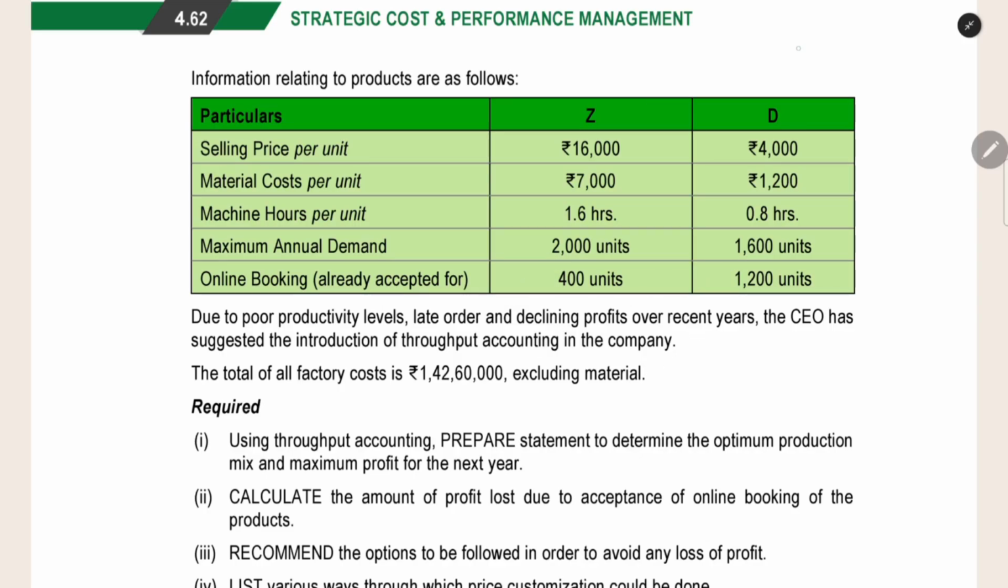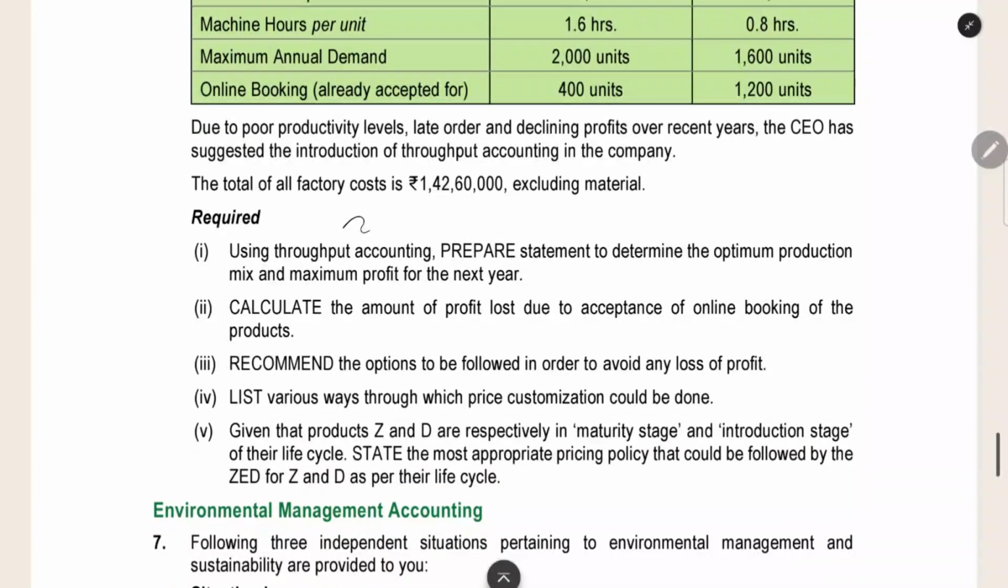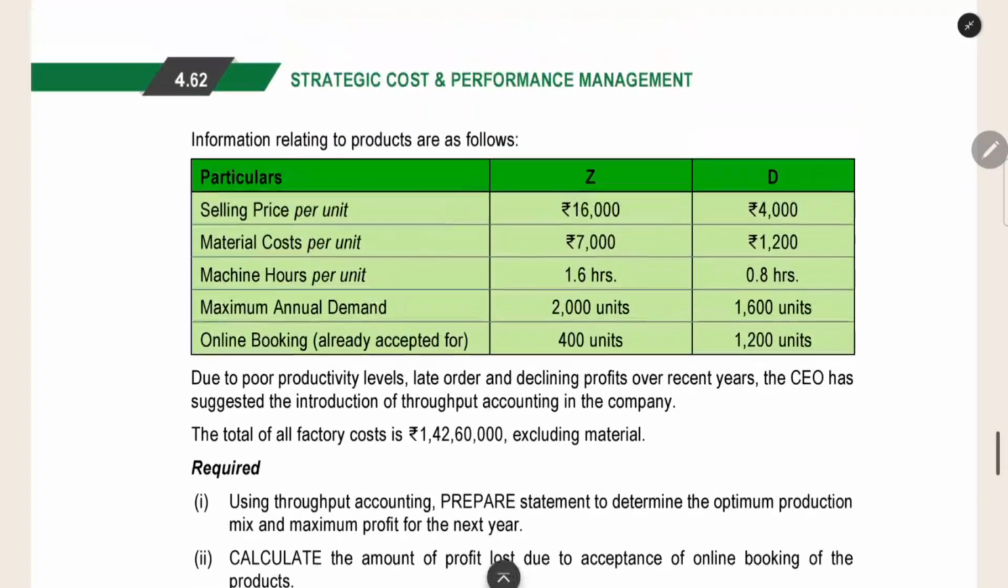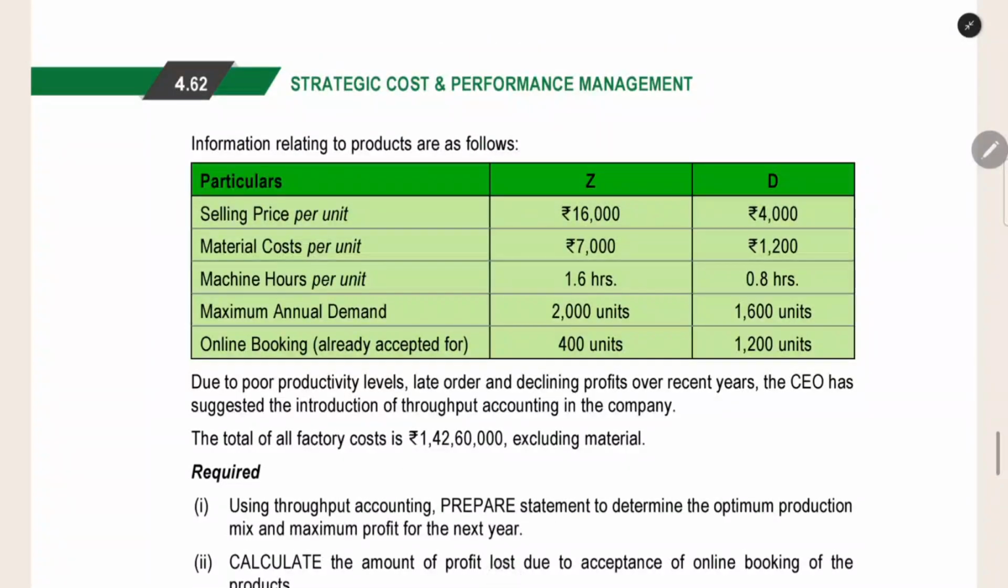Now they are coming to introduce the throughput accounting. We can see what question they are asking. Using throughput accounting, calculate the optimum production mix and the maximum profit. Now they can produce both the products. They have only 4,000 hours. What is the optimum production mix? What is the ratio of sales of these two products so that we will get a maximum profit?